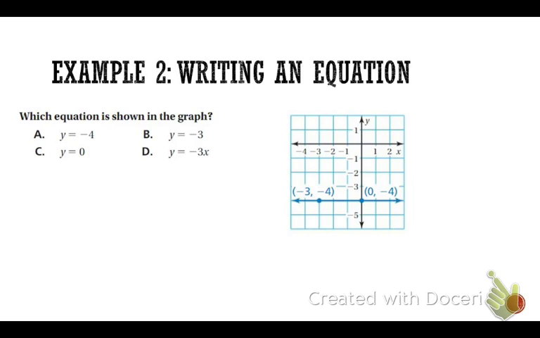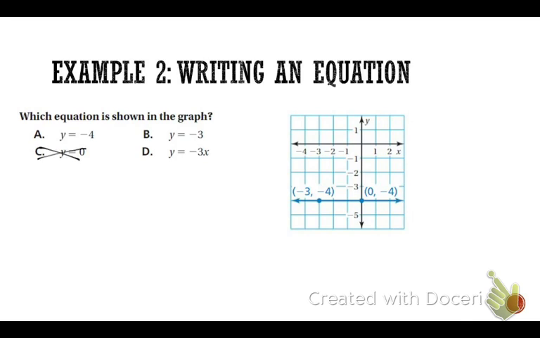Because if y was on 0, what would be happening? Where would the line be crossing through? The origin, right? If y equaled 0, the line would be passing through the origin, which it's not. So it's definitely not C.